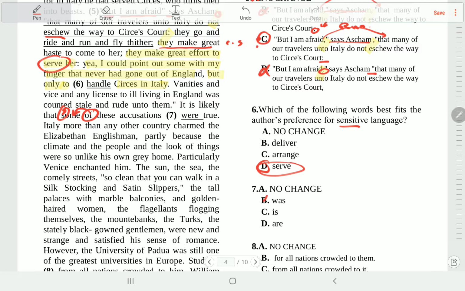So eliminate B, because was is singular, is singular. Now, is this past or present? Kids, are we past or present? When it said England was counted, the whole passage is in the past. So definitely it's A.